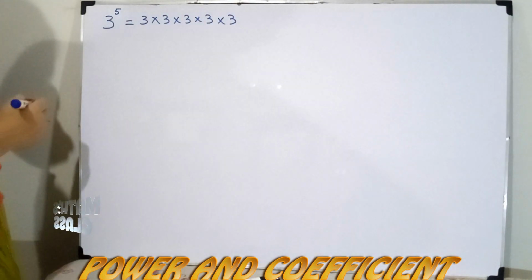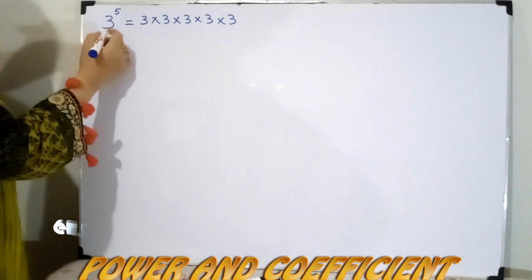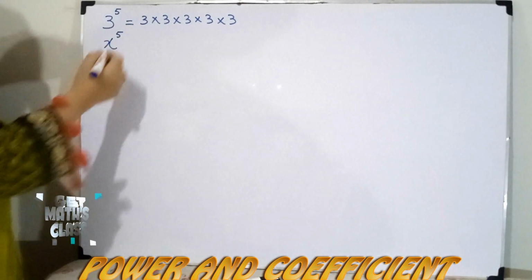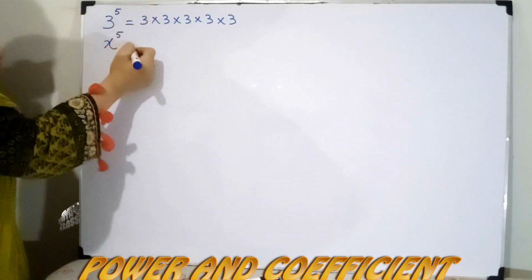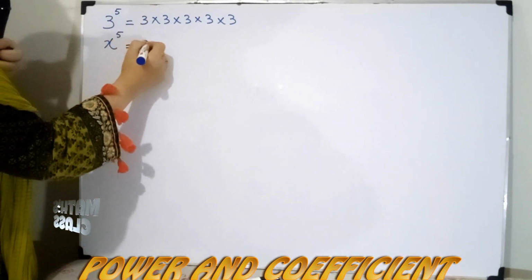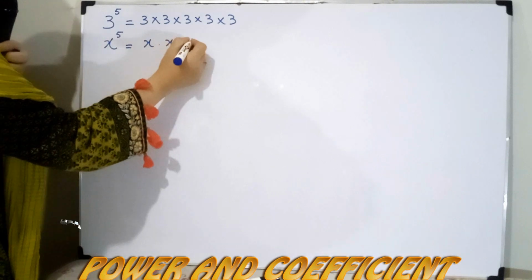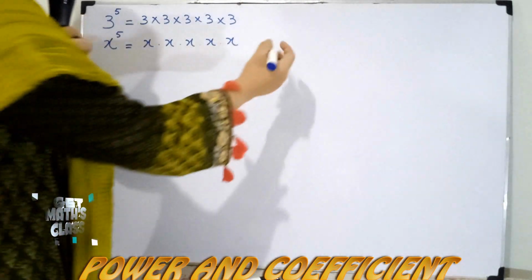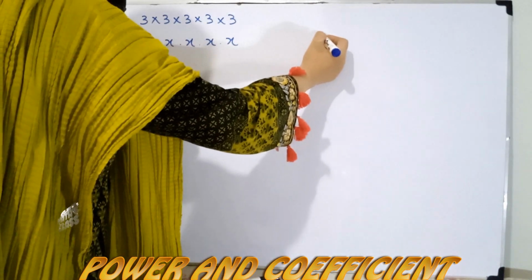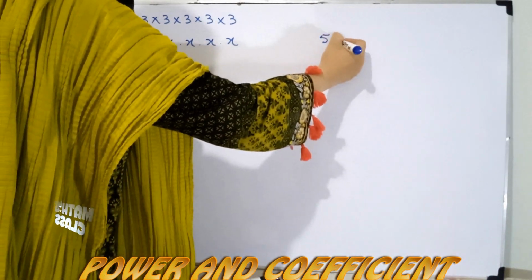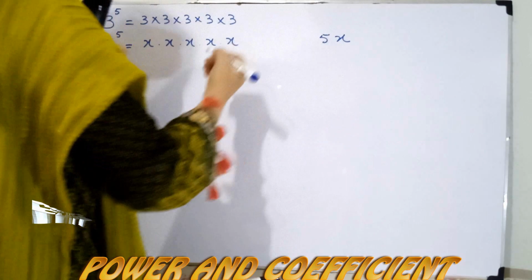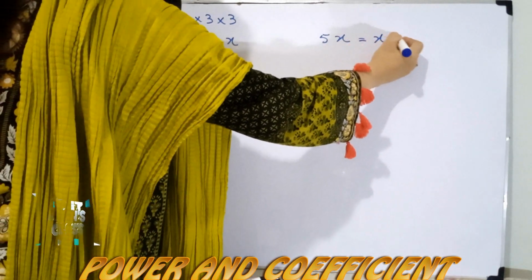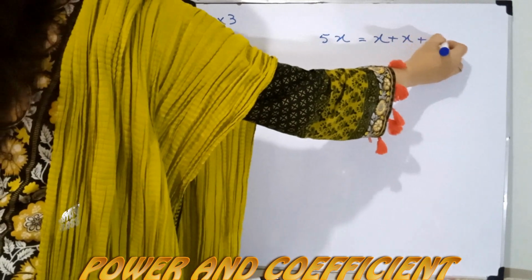Because algebra is dealing with variables, now suppose a variable with only power. What does it mean? It has the same meaning: x is multiplying itself 5 times. Now if I take the same variable only with coefficient, let's suppose 5x, what does it mean? It means x is adding itself 5 times.